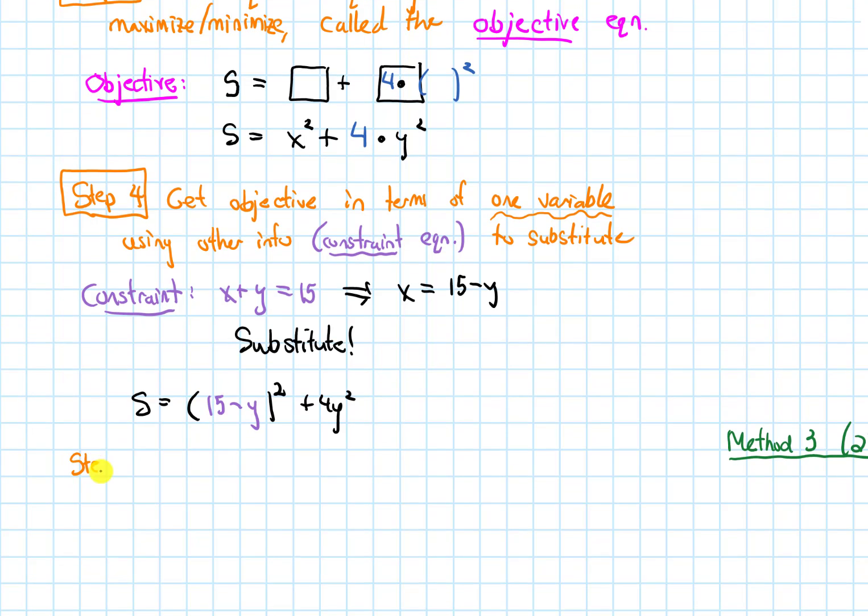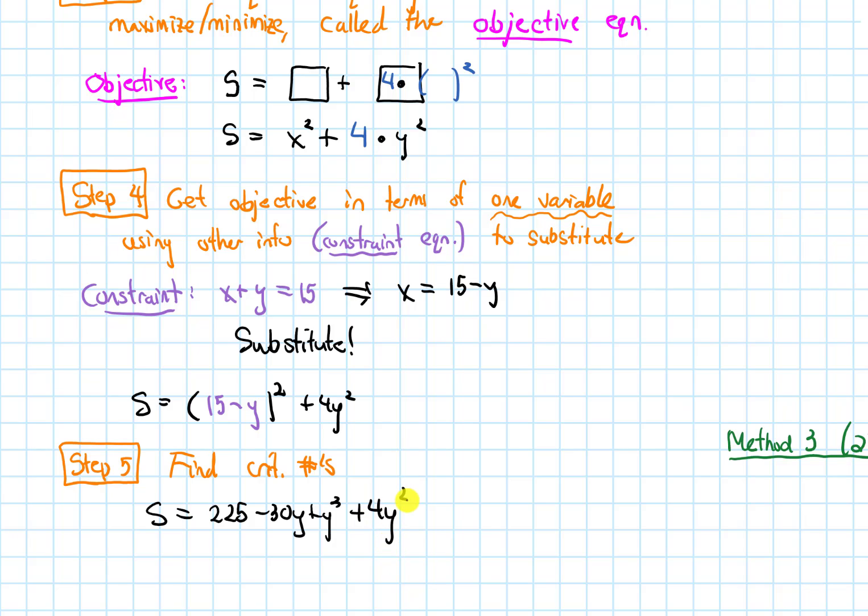We know how to maximize and minimize things like this. The first step to doing that is we find the critical numbers, and then we'll have to test whether we have a max or min at those critical numbers. Okay, so let's first simplify this. I'm going to do 15 minus y times 15 minus y. That'll give me 225 minus 30y plus y squared plus 4y squared. And this becomes s equals, let me put the y squared terms first, 5y squared minus 30y plus 225. All right, and now we are ready to take the derivative.